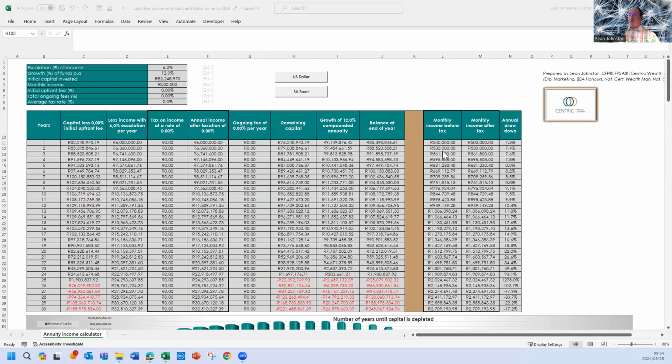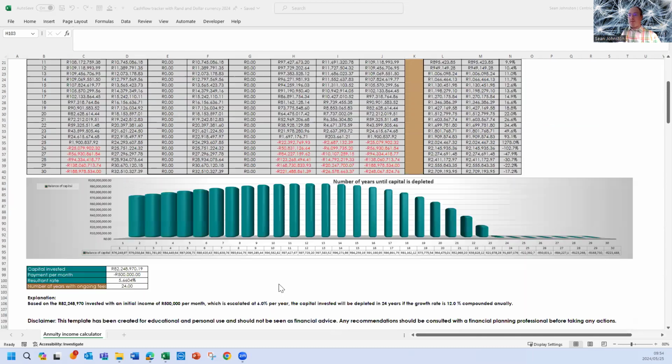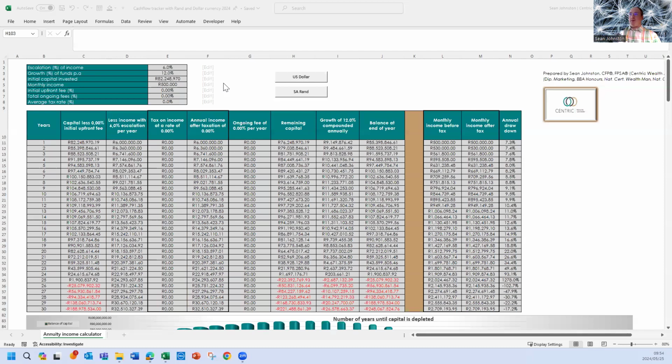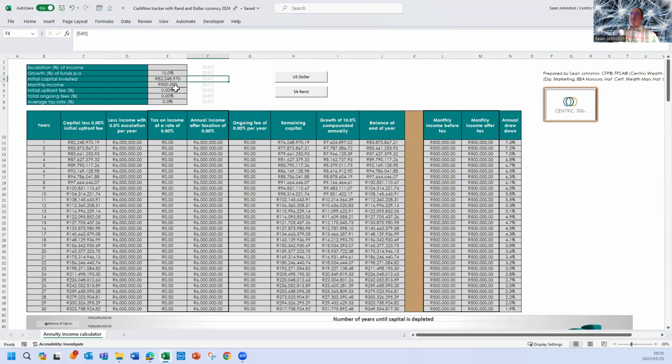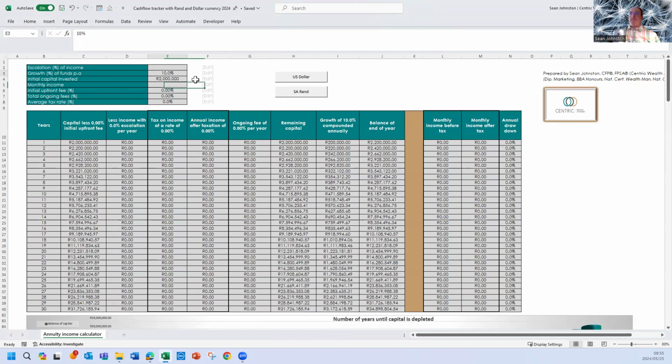This template is purely for educational purposes, as per the disclaimer, but the idea behind the template is to take an investment and either calculate the future value of the investment with or without drawing in income and factoring in escalations of that income when you're doing your planning. So what I'm going to do now is take a very basic investment. Let's say it's 2 million Rand. There's no investment drawdown. 10% is the compounding growth rate.